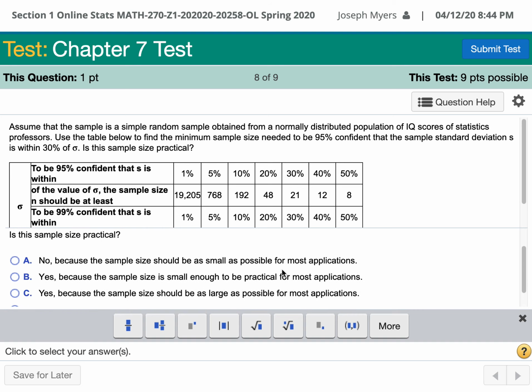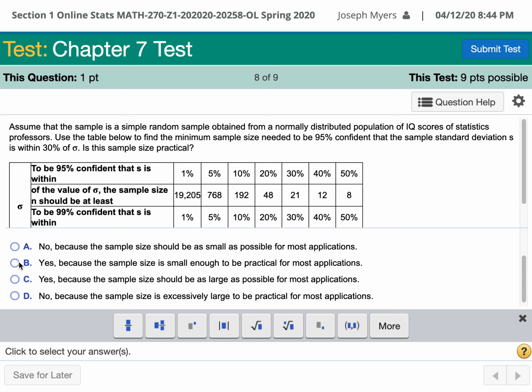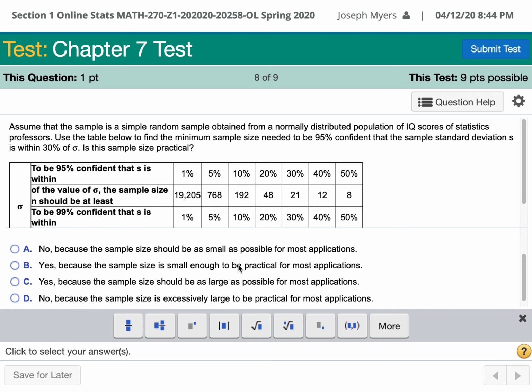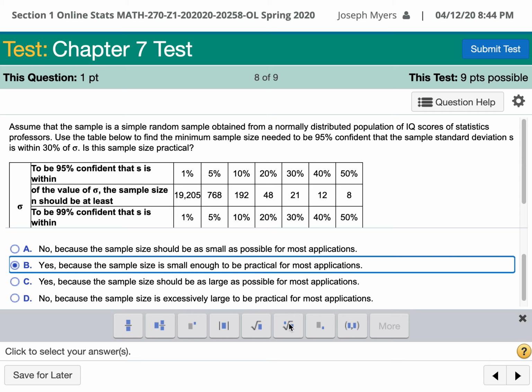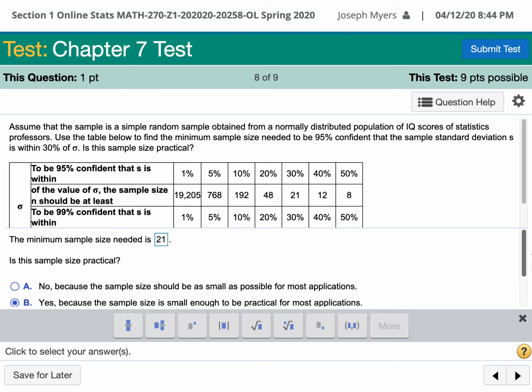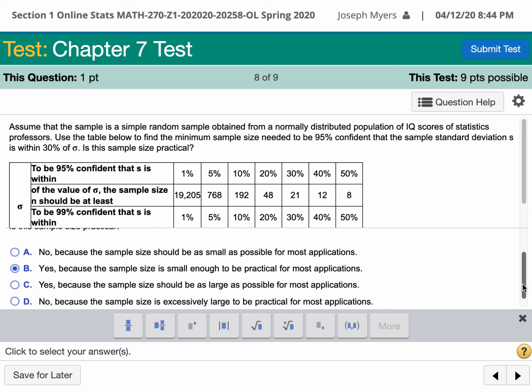So I would say yes. Is the sample size practical? Yes, because the sample size is small enough to be practical for most applications. Now, it says most, so obviously there are some applications where 21 would not be practical. Like if you had to land on the moon 21 times, that would not be practical. But in most cases, at least in most easy cases, the sample size of 21 is small enough to be practical. So that's all for that one.